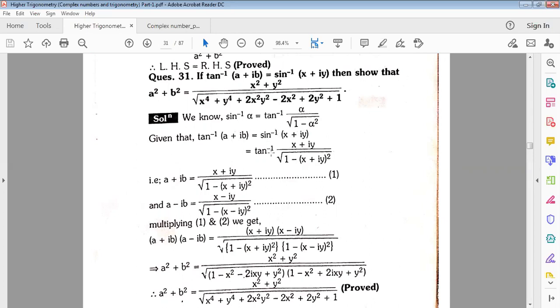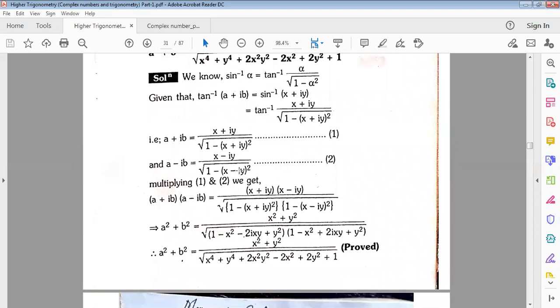But this sine inverse can be converted into tan inverse by how? Tan inverse x divided by square root of 1 minus x square, like this formula. That is tan inverse cancel. A plus IB equals this, equation number 1. Similarly, conjugate complex number A plus IB equals this. Then conjugate complex number, what will be? A minus IB. This equals, just conjugate complex number will be used in right hand side. Just in replace of plus, we have to use only negative sign.